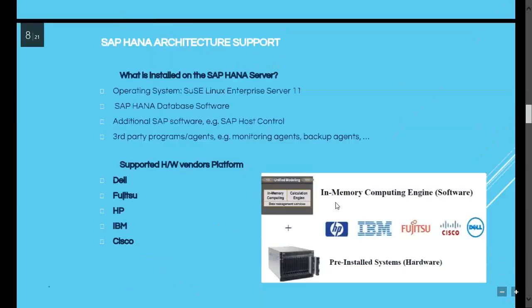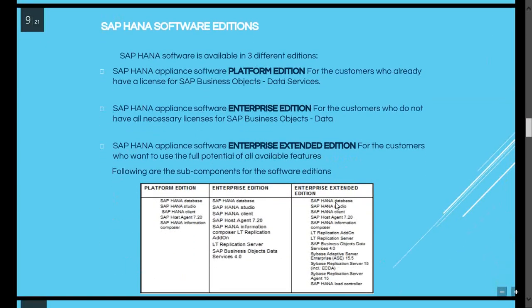Okay, so the next important point is the HANA software editions that are available in the market. We have 3 types of editions. One is Platform, second is Enterprise, and third is Enterprise Extended Edition. So what is Platform Edition? As we are mainly focusing on SAP environments, most of your customers would have Business Objects Data Services licenses. If they are in an SAP environment, they should have a license for this. So if they are not expecting any other replication methods to be used, then they can go for Platform Edition. So what is this BODS?